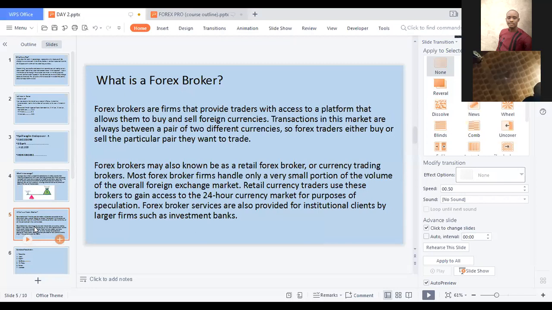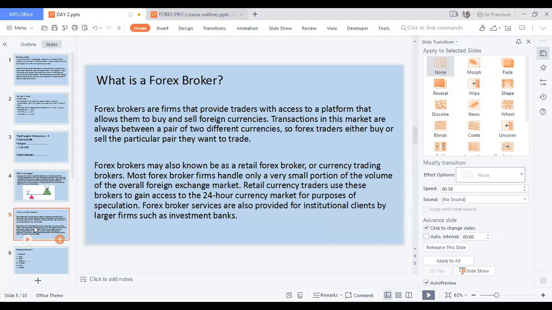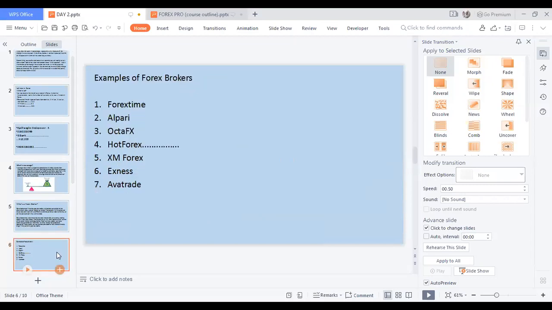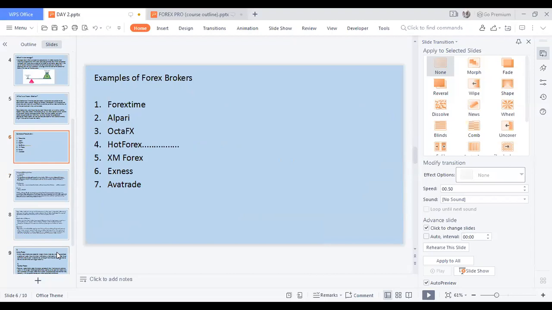Forex brokers. Forex brokers are firms that provide traders with access in which you buy and sell foreign currencies. Are you with me? So that's forex brokers for you. Now, there are several types of brokers. Number one, there is Forex Time, there is Apari, there is OctaFX, there is XNES, there is FXTN, there is Infinox, there is Finvix. We have a whole lot of these forex brokers that exist in the market.